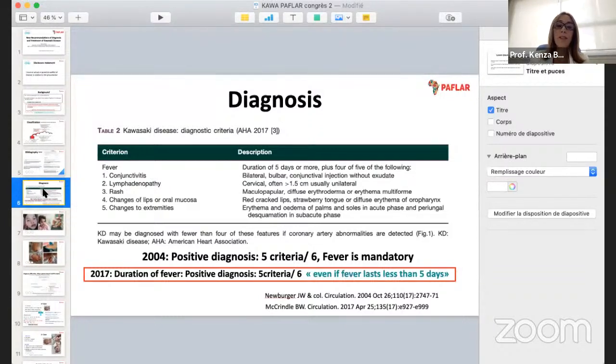En 2017, la révision a porté essentiellement sur la durée de cette fièvre. Et aujourd'hui, on est capable de retenir une maladie de Kawasaki en présence de 5 critères sur 6, même si la fièvre n'a pas encore atteint les 5 jours.